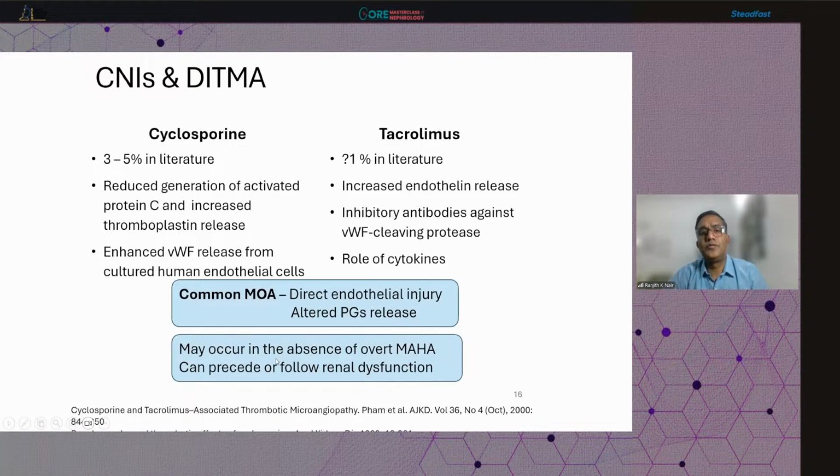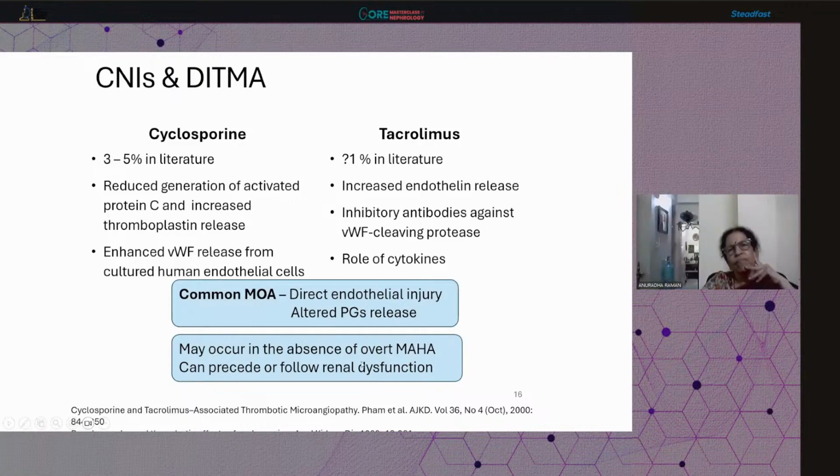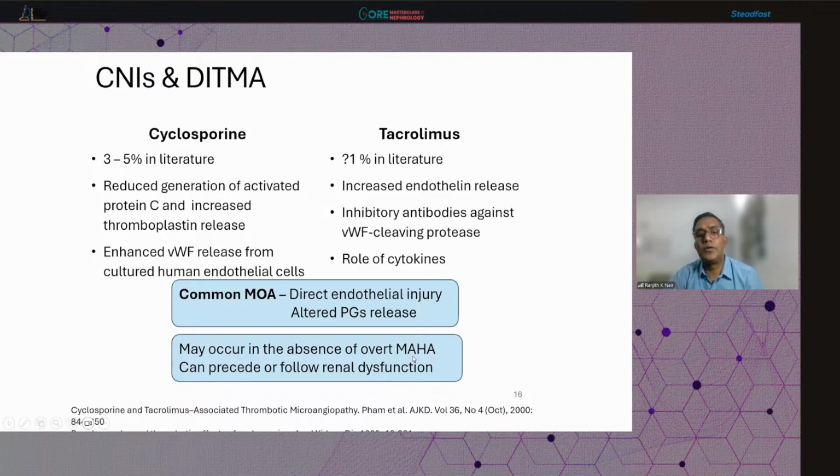CNIs is something we as nephrologists use very often, which is why I've kept a separate slide for it. In the literature, cyclosporin is known to have caused TMA much more than tacrolimus, and enhanced von Willebrand factor release from cultured human endothelial cells was considered to be a cause. The common mode of injury is direct endothelial injury. Now we don't see it very much because in those earlier days in the 90s and the early 2000s, the dose of cyclosporin that we used in our transplant patients used to be very high. And it may occur in the overt absence of microangiopathic hemolytic anemia. It could even precede or follow renal dysfunction.